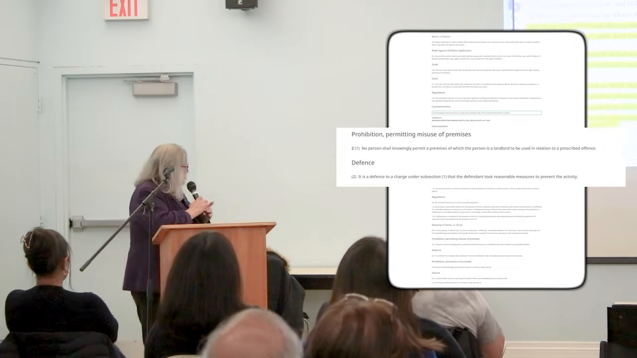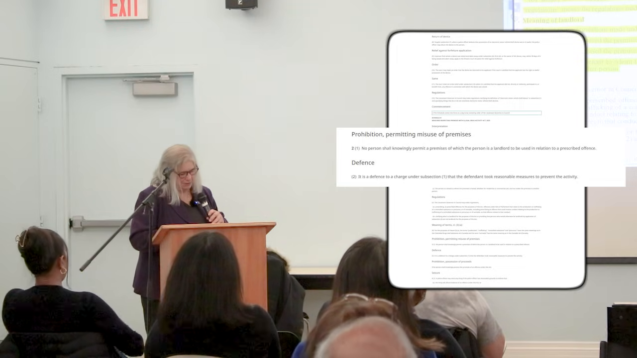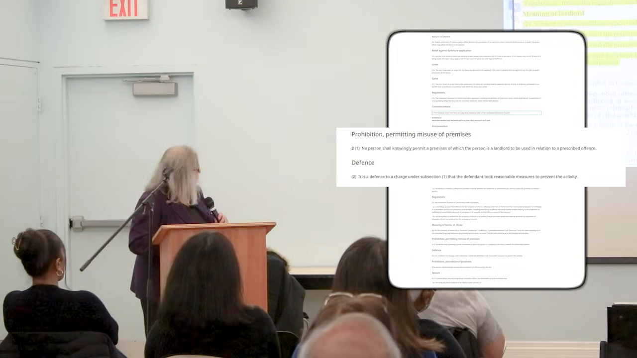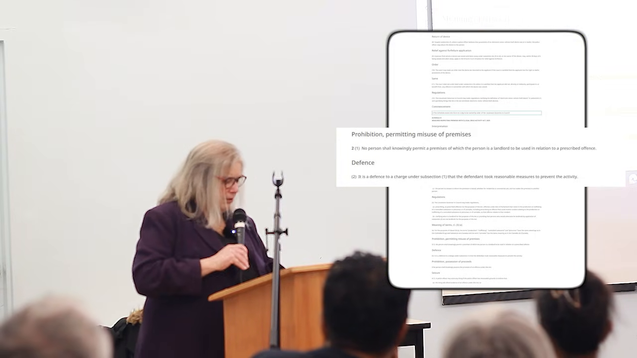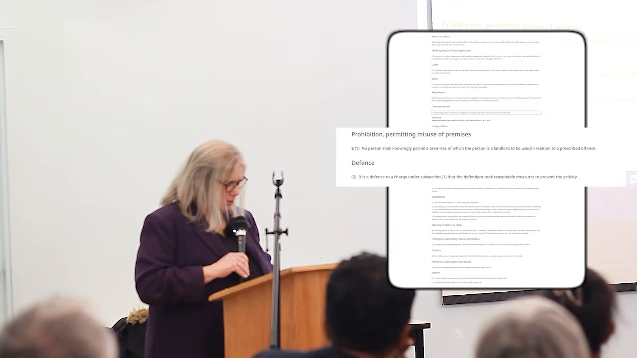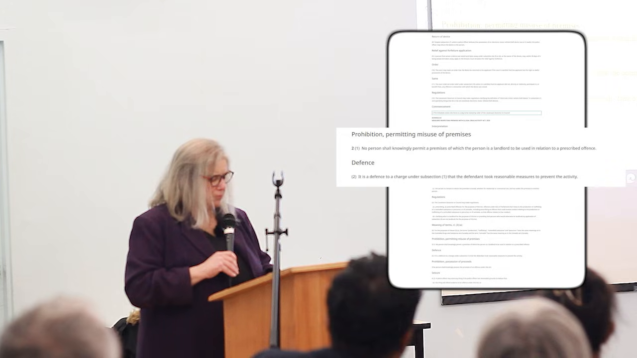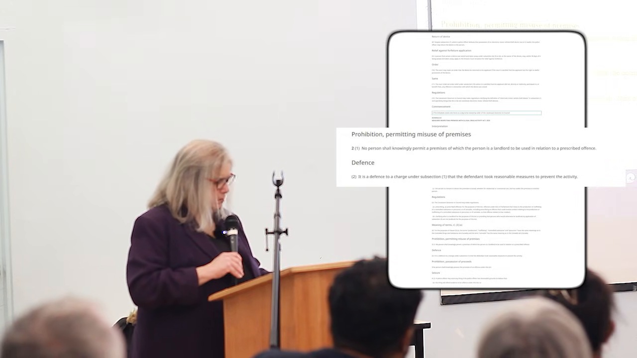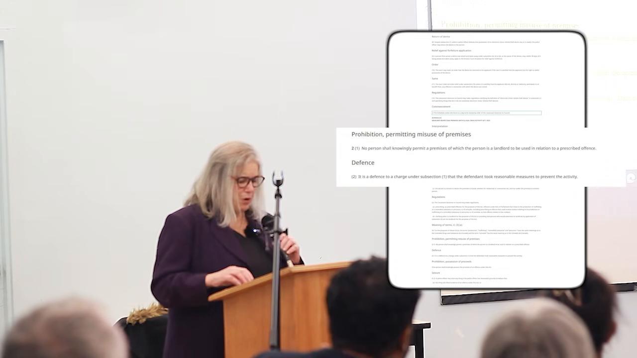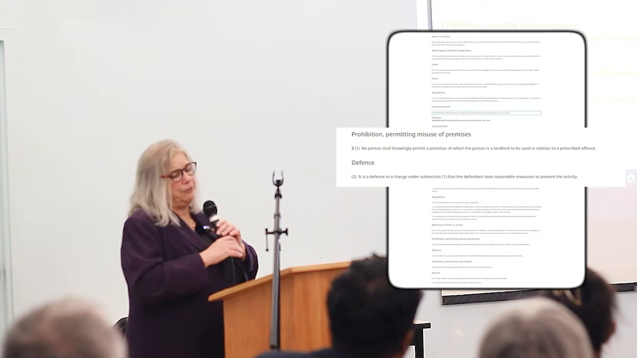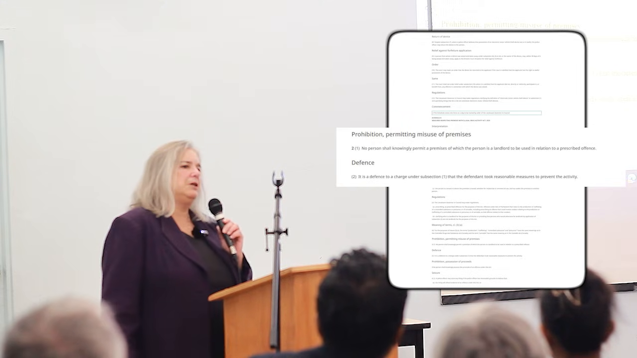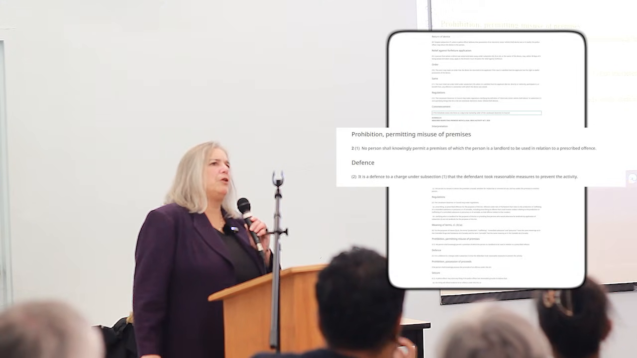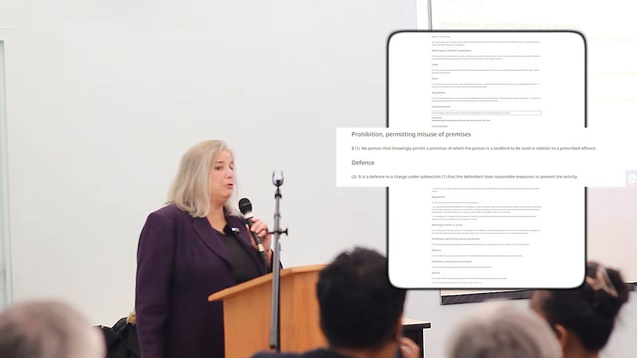If we go to section 2, yeah, there. This is the part that talks about no person shall knowingly permit a premises of which the person is a landlord to be used in relation to a prescribed offense. And the prescribed offense, again, we don't have the language exactly yet, but it'll deal with trafficking and sale and production of drugs, which would include cannabis.